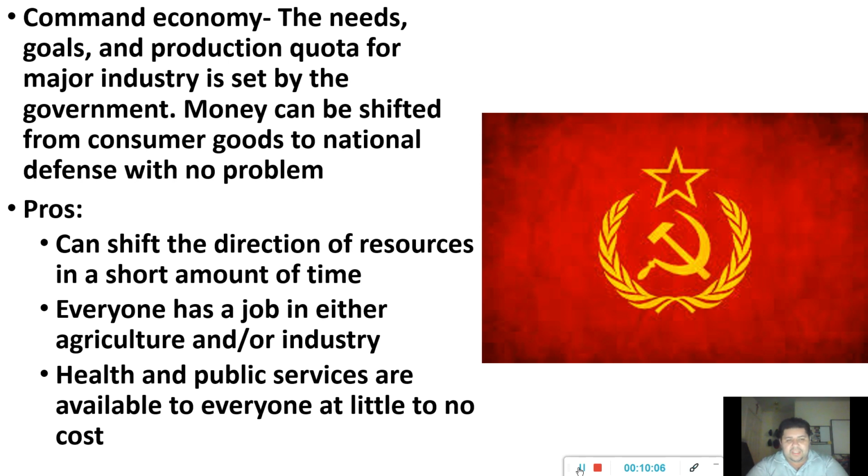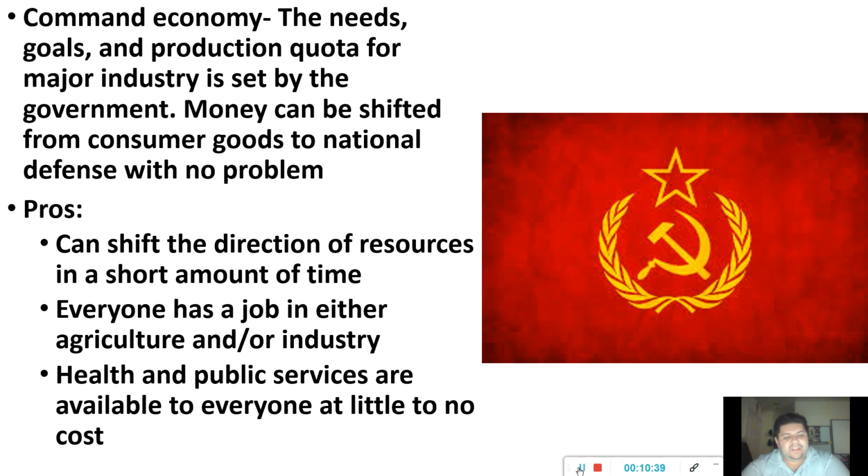The other good thing about the command economy is that everyone has a job. Everyone has a job. Excuse me. So this is one of those people saying, hey, everyone has a job. No one's just sitting around doing nothing. So that's good, right? You're either working in agriculture, the factories, industry, or government. But either way, everyone's working.